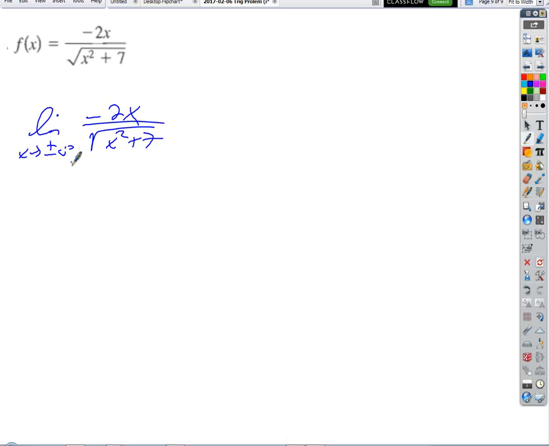What's the ratio of our leading terms this time? We get negative 2x, but if I look at it, isn't it just negative 2? Does it approach negative 2? What's the square root of x squared? Wouldn't that just be the absolute value, right? So in the limits, if we're on the tails of the function, we can just rewrite this as the limit of negative 2x over absolute value of x, right?